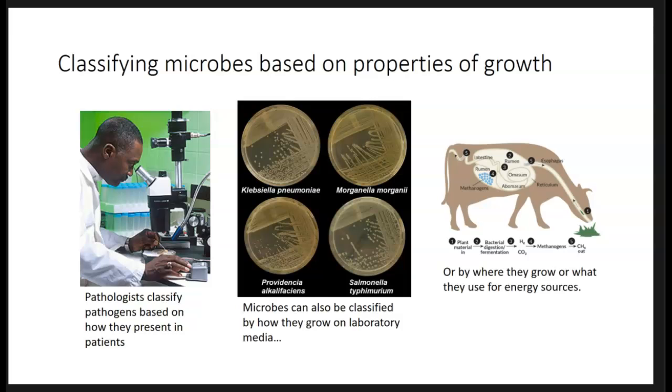We can also classify microbes by where they grow in the environment. Many microbes grow inside of other organisms. For example, the rumen or the gut of a cow is a rich source of lots of different microbes.